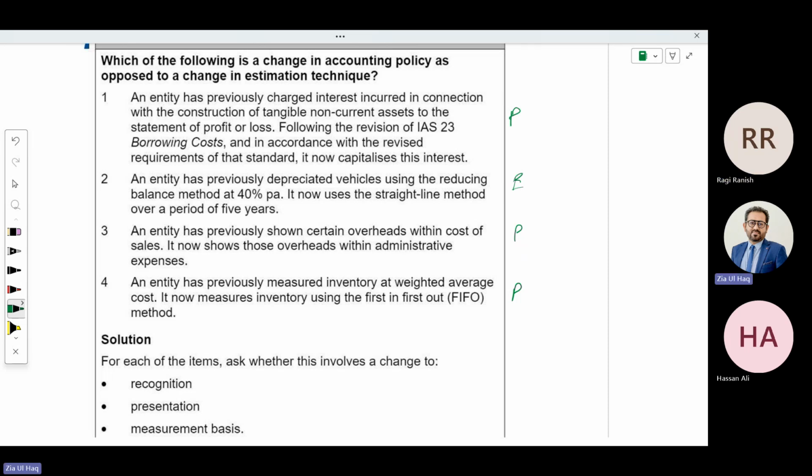Okay. So first one, an entity has previously charged interest incurred in connection with the construction of tangible non-current assets to the statement of profit or loss. Following the revision of IAS 23, meaning due to a change in accounting standard, and in accordance with the revised requirement of that standard, it now capitalizes this interest. Is that recognition, presentation, or measurement basis? Policy change, either due to recognition, presentation, or measurement basis. Recognition.